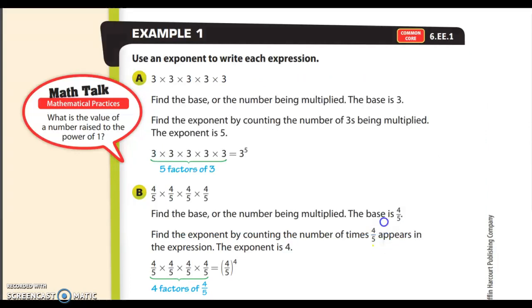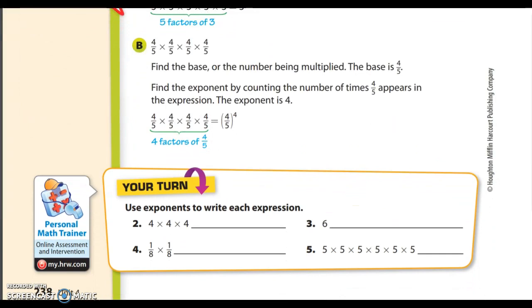Alright, this one's going to look more complicated, but it's really not. It's a bunch of 4/5. If it's a bunch of 4/5 times each other, then the base is 4/5. And then you just count how many there are. There are 4 of them. The difference on this one is that you would need to put 4/5 into parentheses first before you raise it to the power of 4. It's a little bit hard to explain why, so you just need to trust me. When we have a fraction, we put the fraction as the base inside parentheses, and then we put the exponent outside the parentheses. Now we're not solving these yet. We're not going to solve these until the next page.